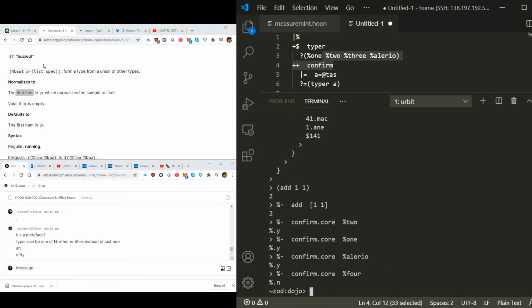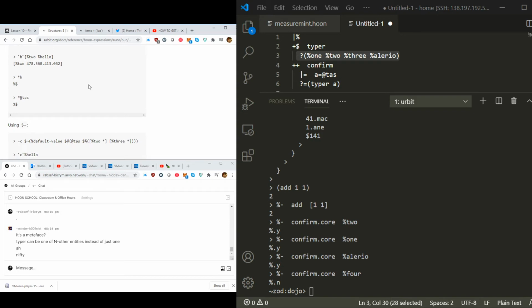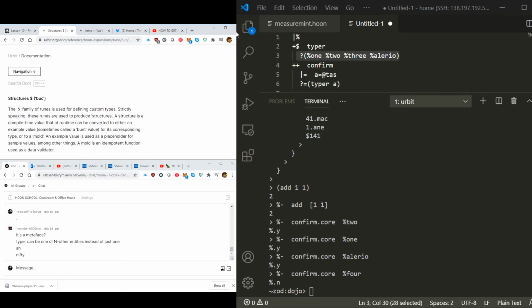And the simplest of, I was about to say the love joke again. The simplest of these types, type creators, or structure creators, that are the buck runes, is buck what, which allows you to create a structure from basically a series of examples. Yeah? Good? Great.